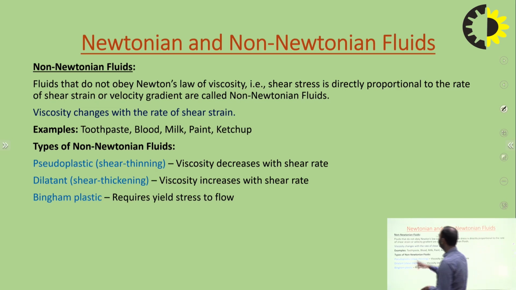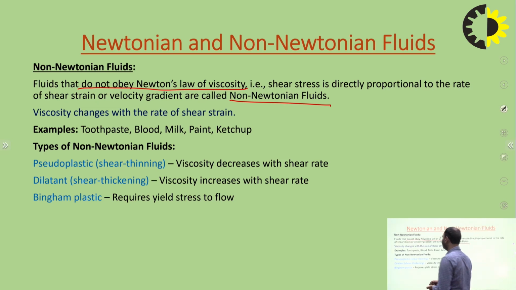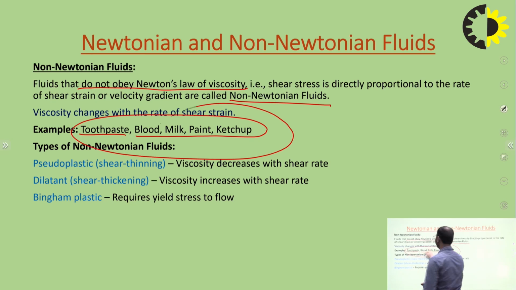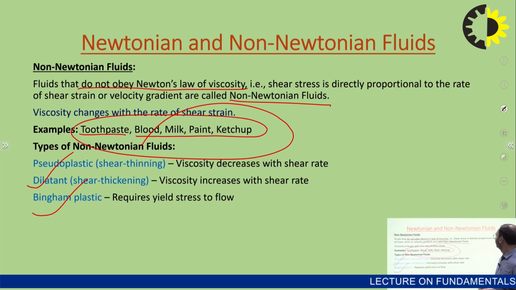Then what is non-Newtonian fluid? The fluids that do not obey Newton's law of viscosity, meaning in this type of fluid, shear stress is not directly proportional to rate of shear strain or velocity gradient. That type of fluid is called non-Newtonian fluids. And the examples of these fluids are toothpaste, blood, milk, paint, ketchup. They come under the category of non-Newtonian fluids. Further, non-Newtonian fluids are categorized into these 3 types: pseudoplastic fluid, dilatant fluid, and Bingham plastic fluid. So these are the further classification of non-Newtonian fluid.